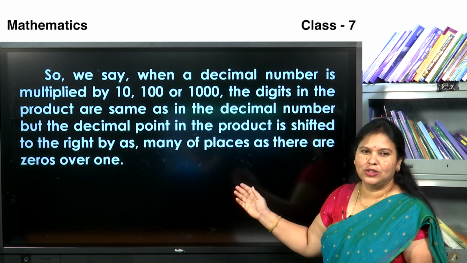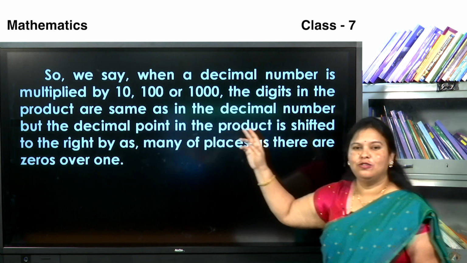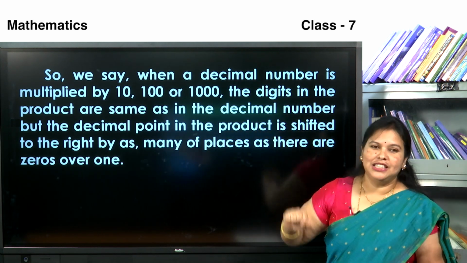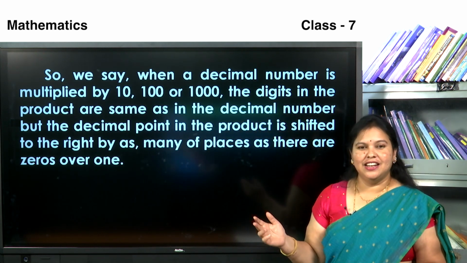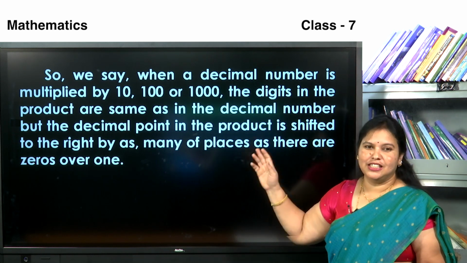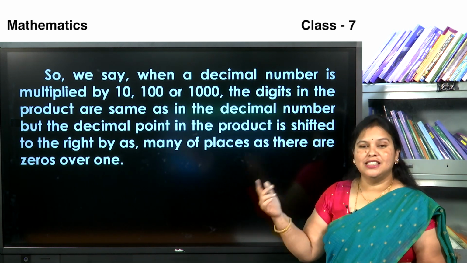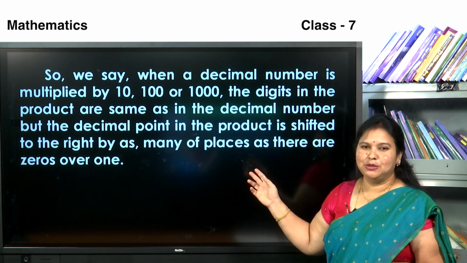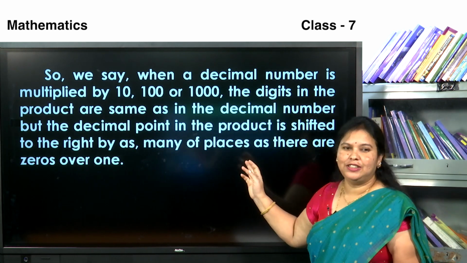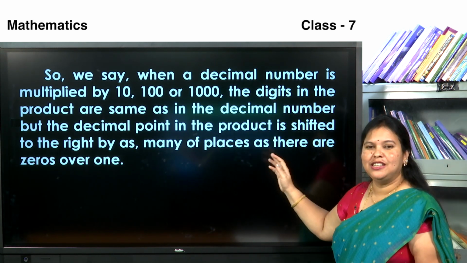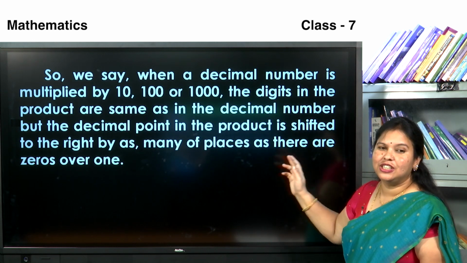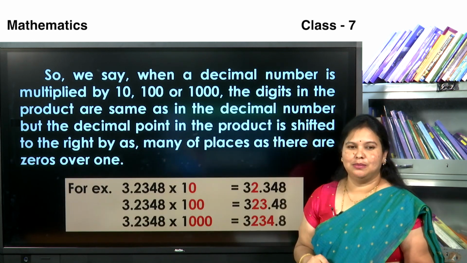We can conclude this. So, we say when a decimal number is multiplied by 10, 100 or 1000, the digits in the product are the same as in the decimal number, but the decimal point in the product is shifted to the right by as many places as there are zeros over 1. We will see some examples for this.